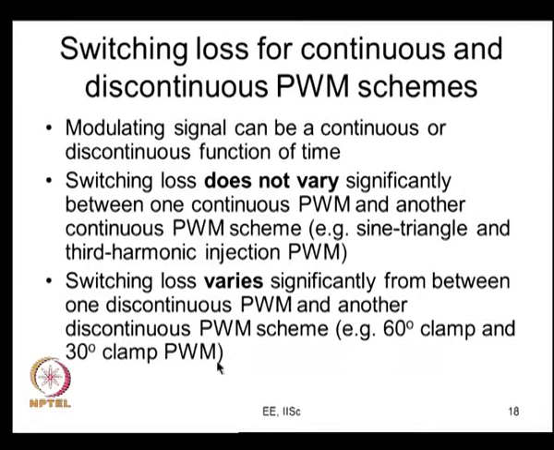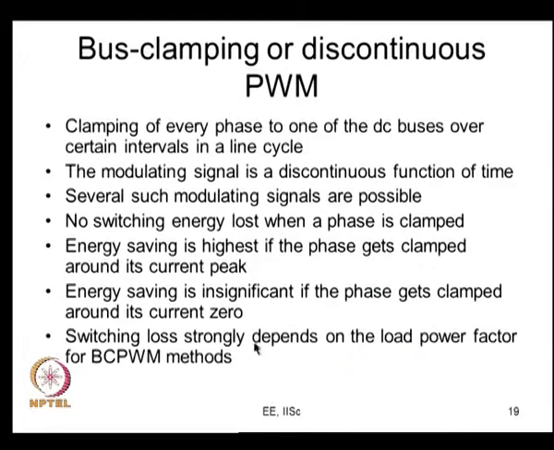And so, whatever we want to do, like designing PWM schemes, obviously these are not going to be continuous PWM schemes, because the continuous PWM schemes do not influence the switching loss at all. We are going to focus on the discontinuous PWM methods first, or the bus clamping PWM methods first, and then the advanced bus clamping PWM methods next, to be able to reduce the inverter switching loss. That is what we are going to do today. So, in bus clamping, why does it affect? Because a phase is clamped to one of the DC buses in certain intervals.